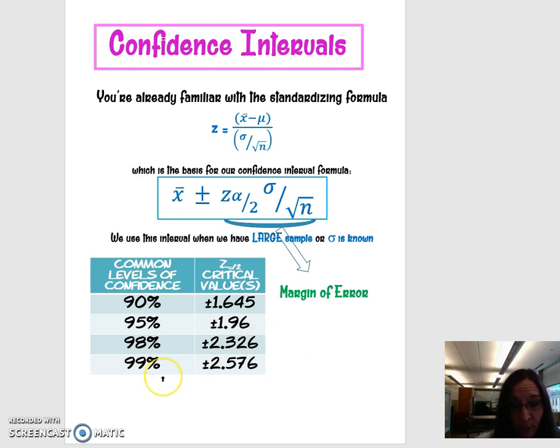For a 99% confidence interval, the area under the curve in the middle is 0.99. So the area under the curve not in the middle is 0.01. Cut in half has a tail area of 0.005. That's 0.005 in each tail, and the critical values associated with 99% confidence are plus and minus 2.576.